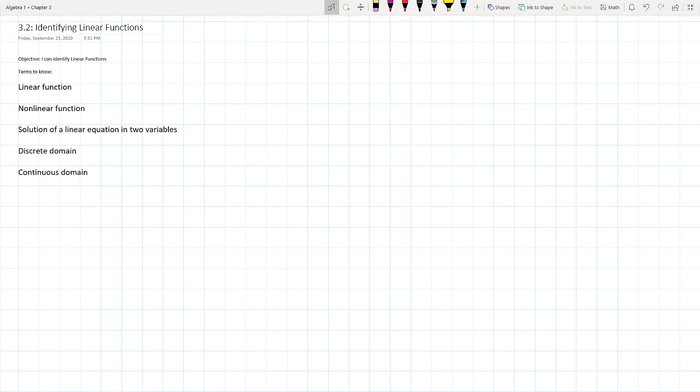Alright, this is 3.2, identifying linear functions. Your objective today is that you can identify linear functions. Some terms to know. The first one is linear functions. What a linear function is, is pretty self-explanatory almost, in that it makes a straight line. So a linear function should make a straight line.